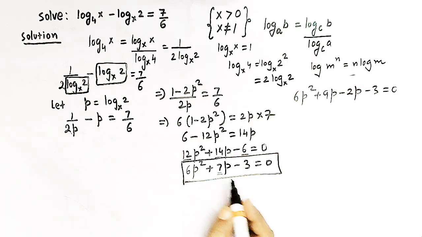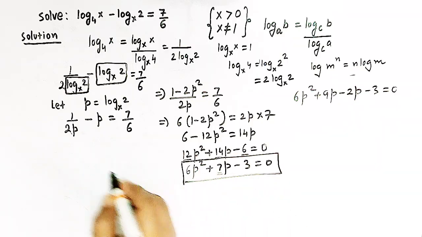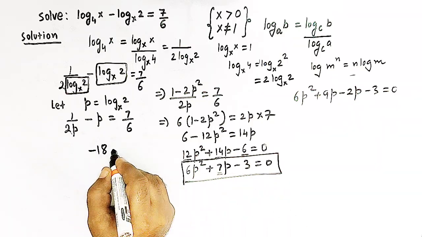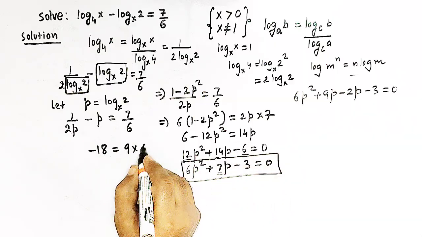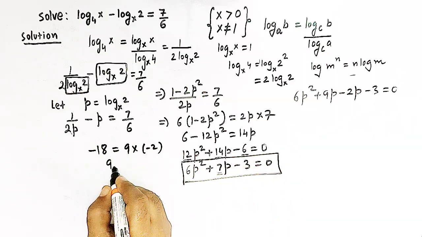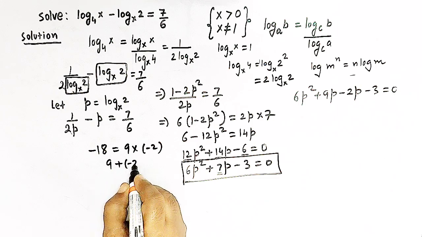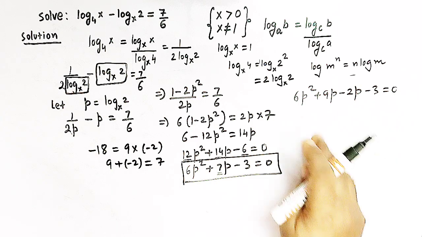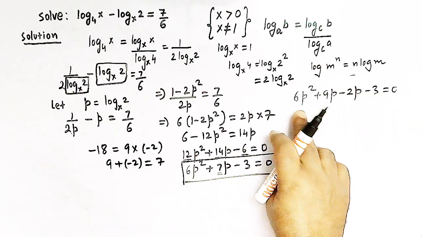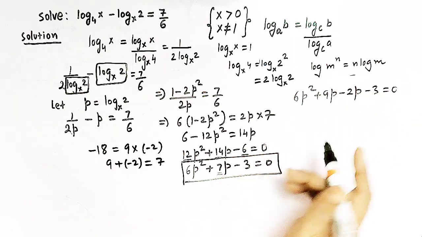So here we have 6 times minus 3 is minus 18, and minus 18 can be written as 9 times minus 2, and 9 plus minus 2 is equal to 7, right? So this is how we can make use of the method of splitting the middle terms.